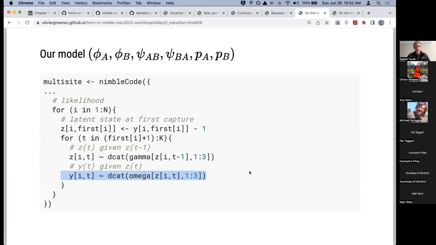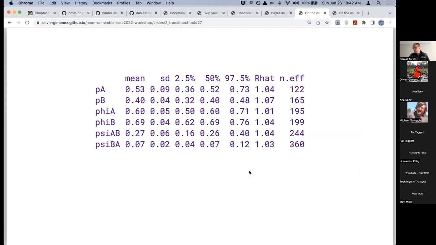So with that, we can fit this model, and we will look at this in the demo afterwards, but we obtain posterior estimates. These are all the same things: posterior means, credible intervals, R hat, and the effective sample size. Things we might note are probabilities of detection in each site are perhaps about a half or 0.4, seems more likely for detections in site A. Survival in the two sites, 0.6 and about 0.7, seems perhaps slightly higher in site B. And then for transition probabilities, we can make some inferences about the likelihood of transitioning from site A to B versus that from B to A, which is significantly less likely. So here are our inferences for these parameters.